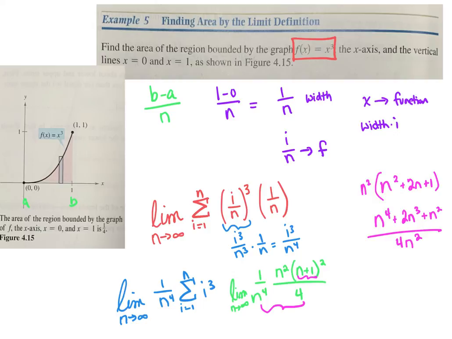All right, so what do you think we can do here? Let's simplify it a little. Let's split it up. We have n to the 4th over 4n squared, right? Plus 2n cubed over 4n squared plus n squared over 4n squared. So far, so good? All right.